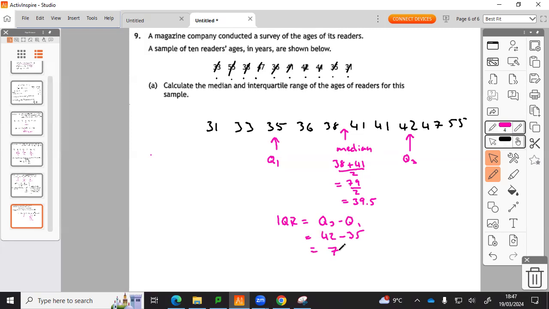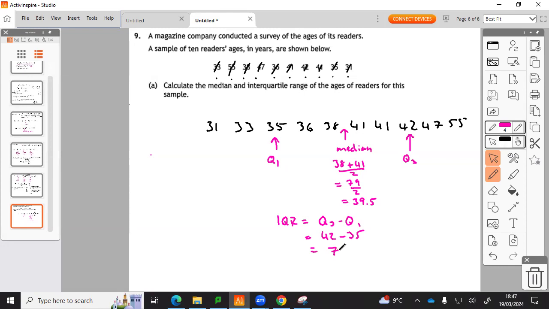The next part of the question asks you to compare. So this applies it to something. In this case, we've got the ages of readers of a magazine. So those numbers actually mean something related to the ages of a reader. It's showing you the spread, how varied that readership is. It goes all the way from 31-year-old to 55-year-old.